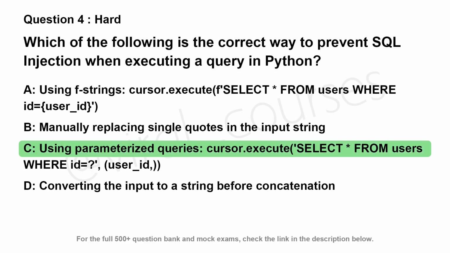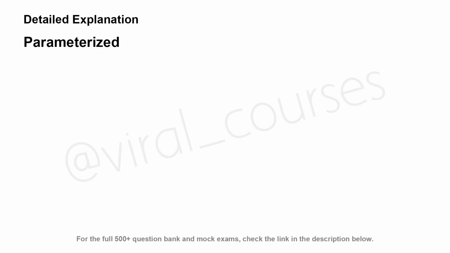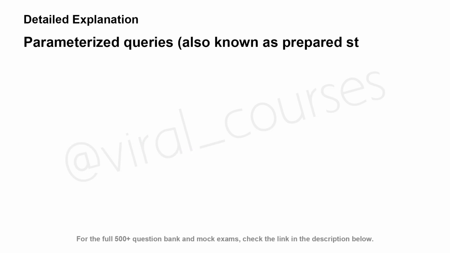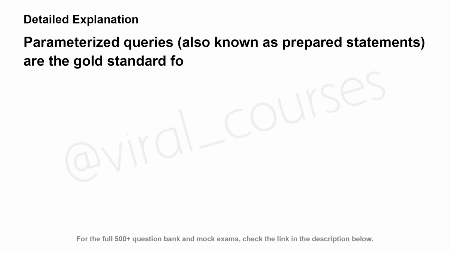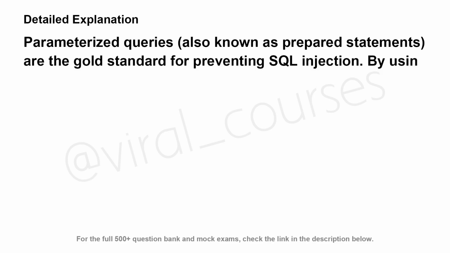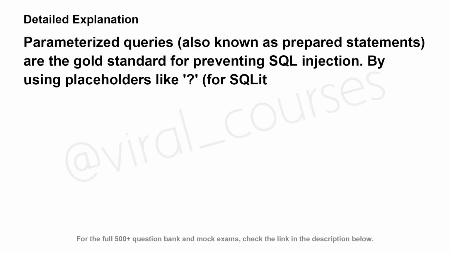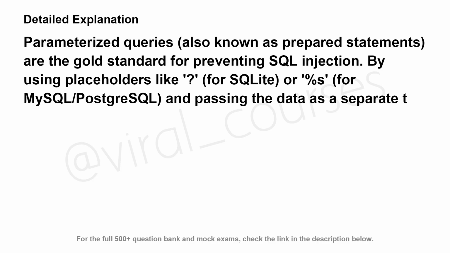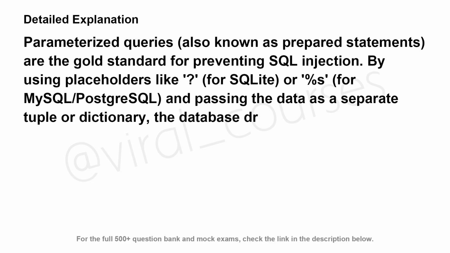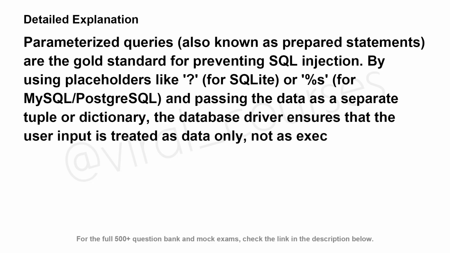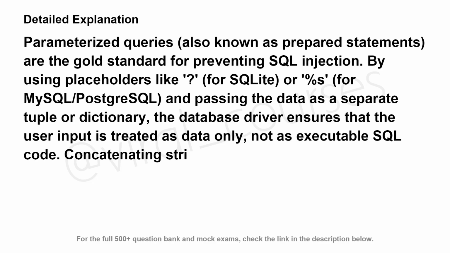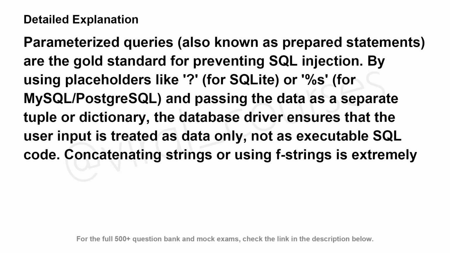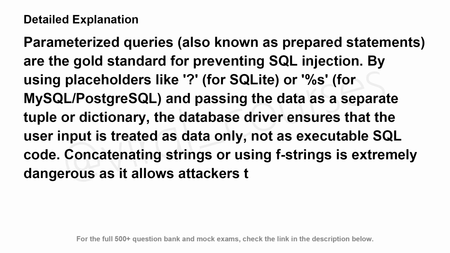The correct answer is C. Parameterized queries, also known as prepared statements, are the gold standard for preventing SQL injection, by using placeholders like ? for SQLite or %s for MySQL and PostgreSQL, and passing the data as a separate tuple or dictionary. The database driver ensures that the user input is treated as data only, not as executable SQL code. Concatenating strings or using f-strings is extremely dangerous as it allows attackers to manipulate the SQL logic.